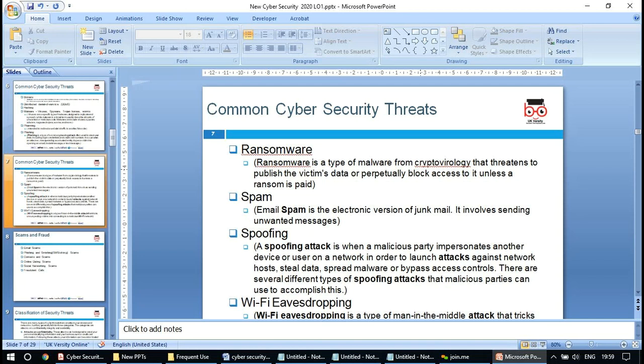Then spamming is also a threat. Spamming is using junk mails, like email bombarding. So maybe you could send thousands of emails to one person. So spamming is like a bulk thing.